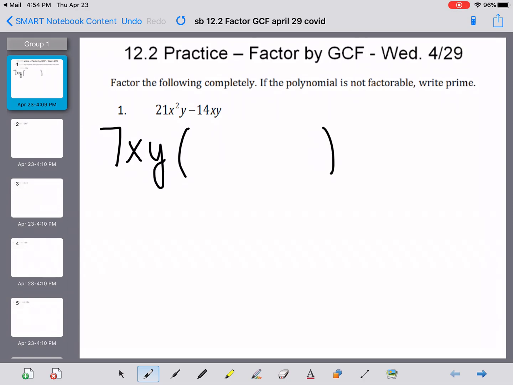So 21 divided by 7 is 3. X squared divided by x: we had 2 x's, we took out 1, we still had 1. We have 1 x remaining. We had 1 y, we took it out. 14 divided by 7 is 2. We had 1 x, we took it out. We had 1 y, we took it out. So my parentheses is a little bit far away, but there is the answer to our factoring problem number 1.